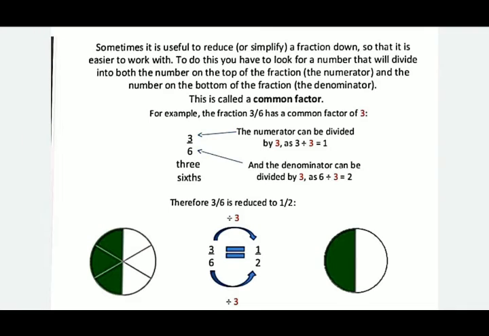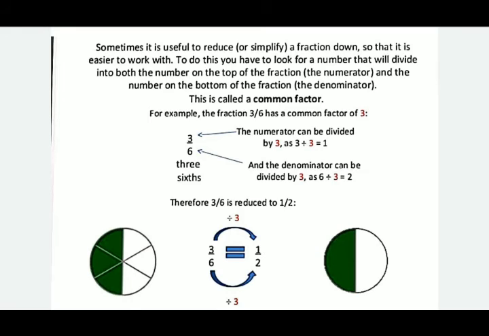The fraction 3 by 6 has a common factor of 3. Now here you can see 3 and 6, both will come in the table of 3. So the common factor you have to find out. So here 3 by 6, the numerator can be divided by 3. So 3 divided by 3, the answer will be 1. And now we will divide the denominator also by 3. So 6 divided by 3 will be equal to 2. So 3 by 6 is reduced to 1 by 2.